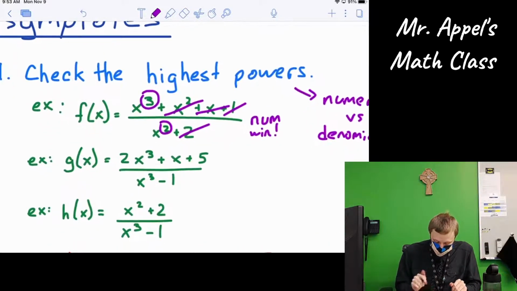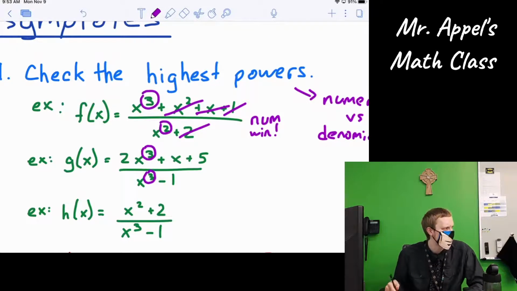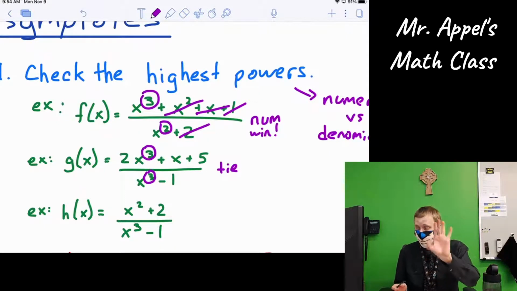How about g of x? Check that your polynomials are listed in standard form on top and bottom. They are, so the highest one comes first. So I just need to compare 3 versus 3. Who wins? Anybody win? None. Nobody wins. Yeah, it's a tie. That can happen, right? That's okay. That tells us something.